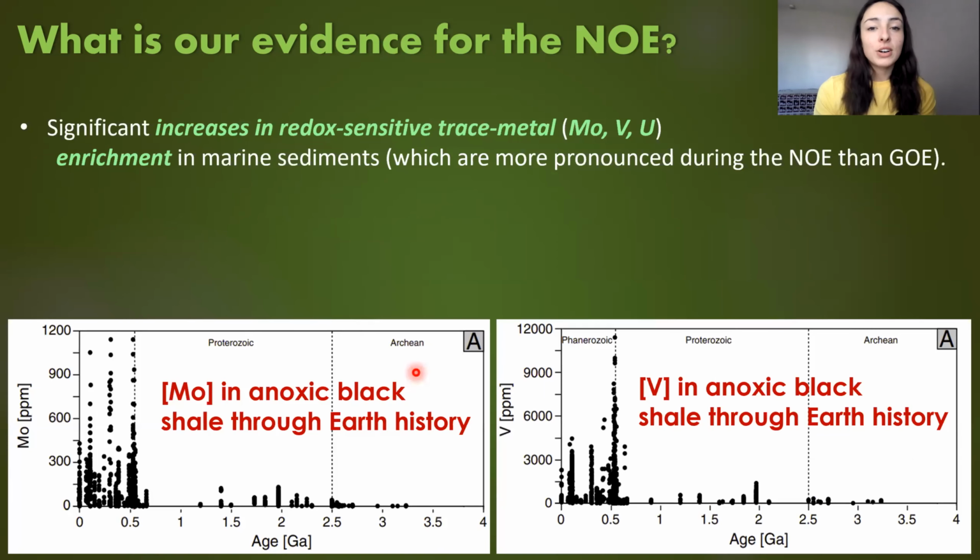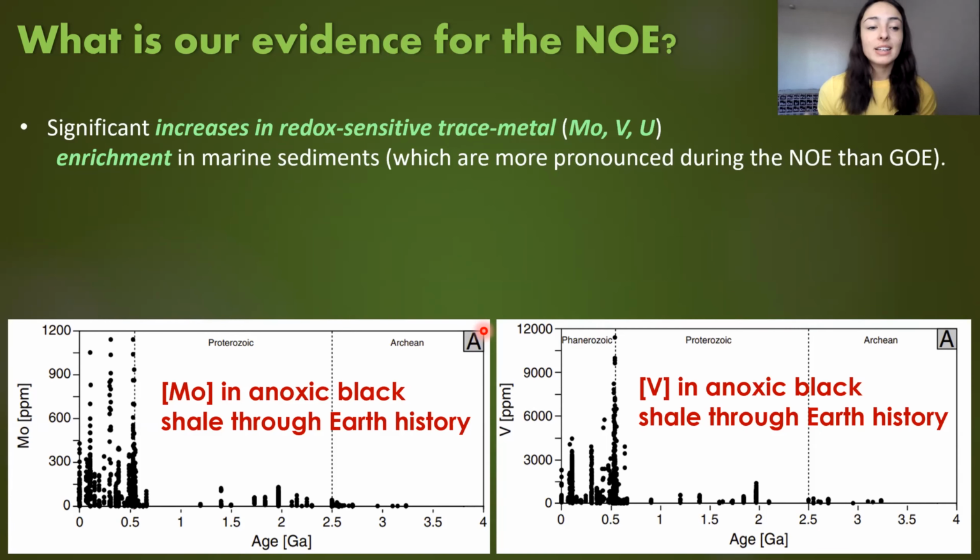But now we need to move on to our redox sensitive trace metal evidence for the NOE. Redox sensitive trace metals are one of the most important pieces of evidence for redox events or oxygenation events in Earth's history, because they are sensitive to changing redox conditions, meaning reduction versus oxidation conditions. Some of these elements include molybdenum, vanadium, and uranium. There are a lot more, of course, but these are just to list a few.